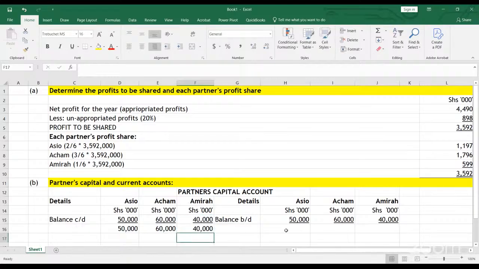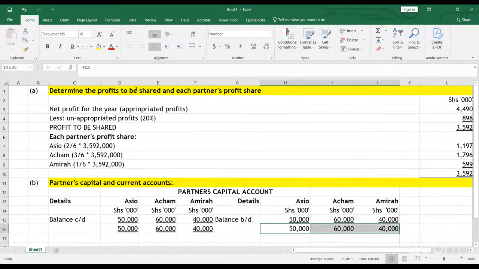Excuse me. And then here I'm trying to balance. You know what balancing means? Just inserting the balancing figure, the smaller side. So balance up. This is the capital account.